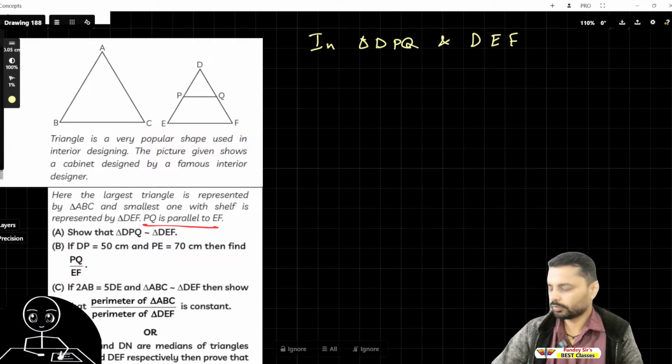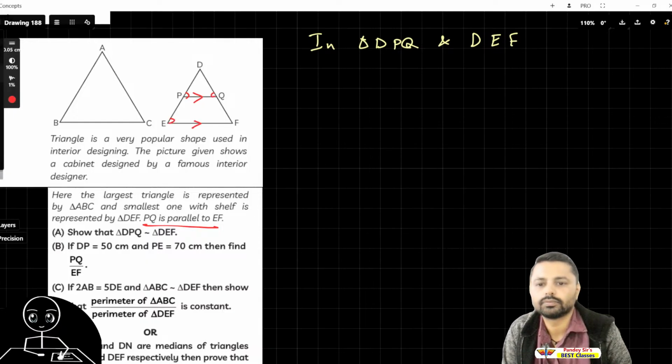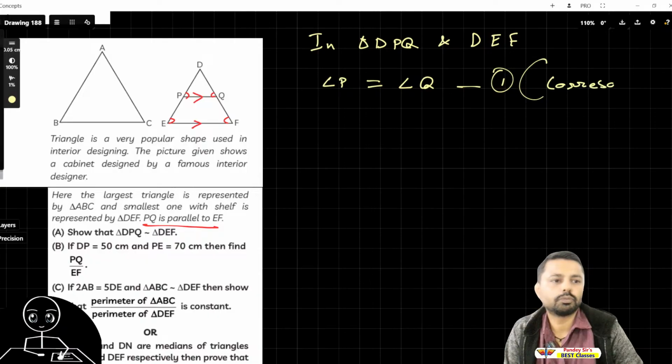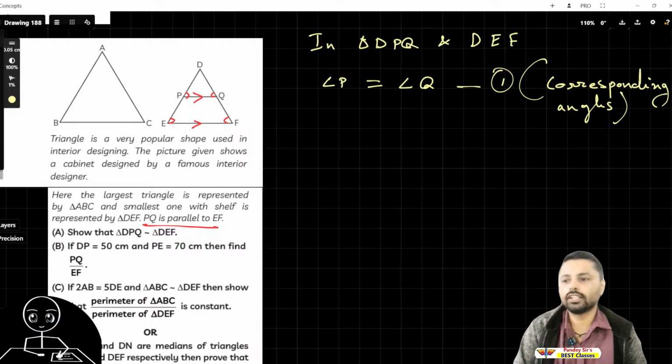The given thing is these are parallel. Okay, so their corresponding angles will be equal. So in triangle DEF, angle P equal to angle Q. Okay, number one. And reason is corresponding angles. Next is angle P equal to angle E.